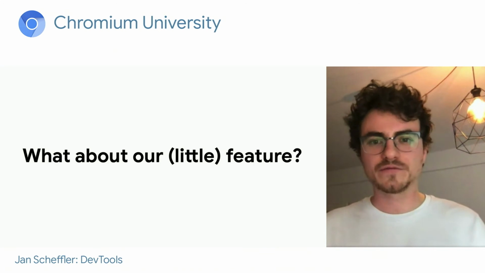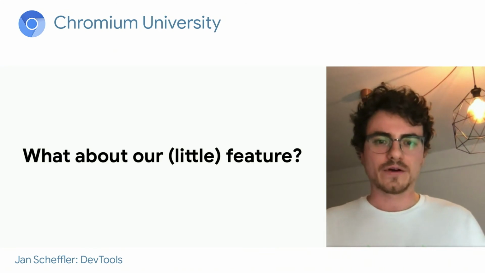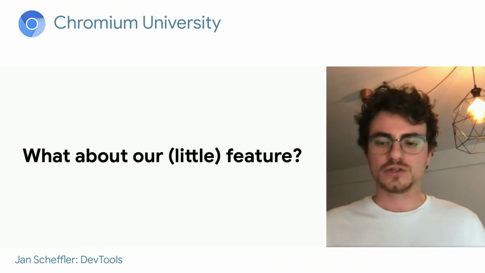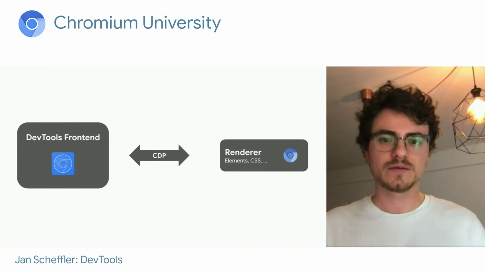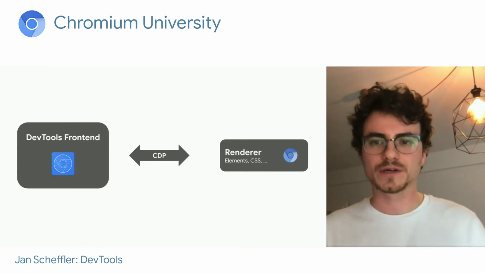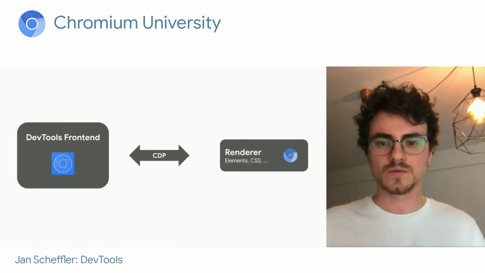So what about our feature? We wanted to emulate dark mode, right? With all that knowledge on our back, we should be good to go. There will be 3 different places that we have to change for our feature: the front end, the protocol, and the back end. But before we implement anything, what do we have to do?